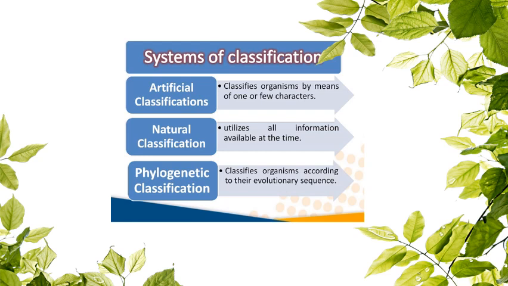So in this system, the plants are first classified into big groups, and these are further divided and subdivided into smaller and smaller groups, and the smallest group of this system is called species. So this is referred to as the natural classification system. The last one is the phylogenetic classification system. The base of this system is only an evolutionary sequence, or evolutionary information, on the basis of which we classify organisms according to phylogenetic classification.